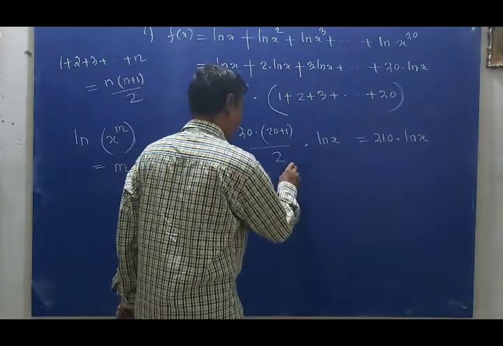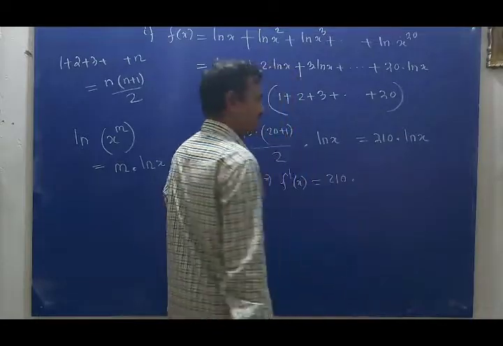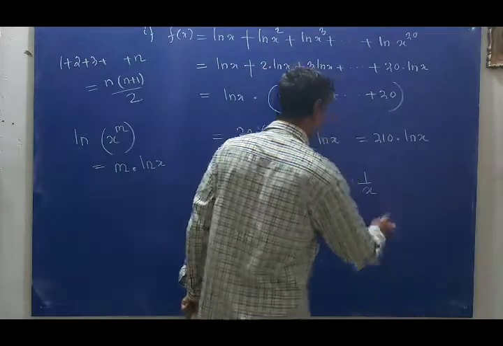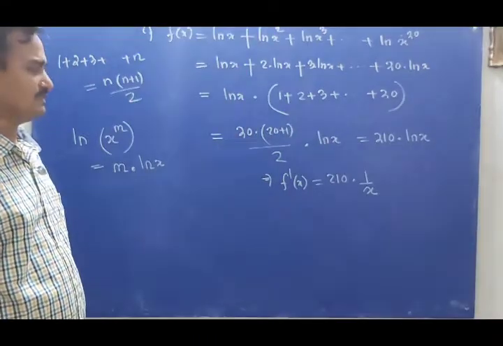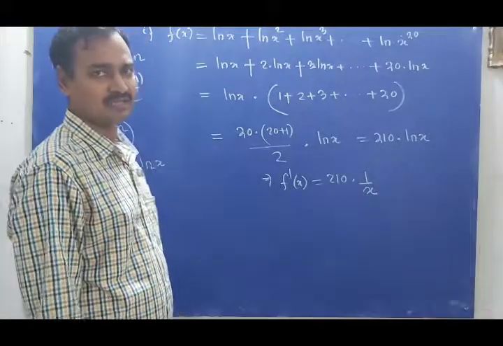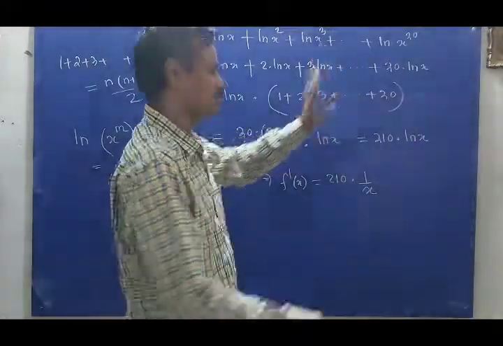So what is f dash of x? It is equal to 210 into the derivative of ln x, which is 1 by x. What is the answer? 210 by x. If you do not solve like this, you can solve directly.